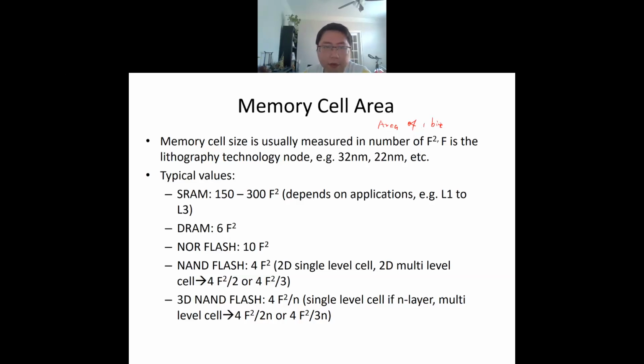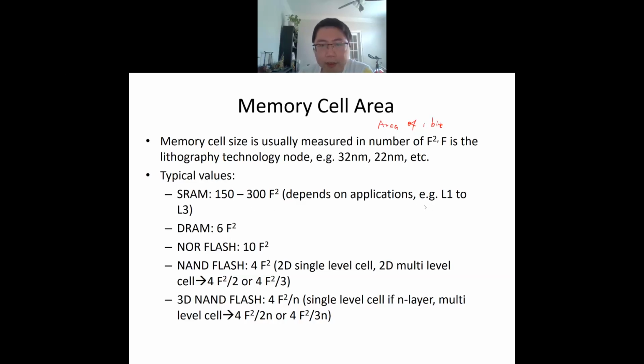So we are going to normalize this area of 1 bit in the number of f squared. F is the lithography technology node. For example, your 32 nanometer, 22 nanometer, and so on. So this is like your technology node number. And typical values for the SRAM will be like 150 to 300 f squared, depending on the applications. Your level 1, level 2, level 3 cache will have different area.